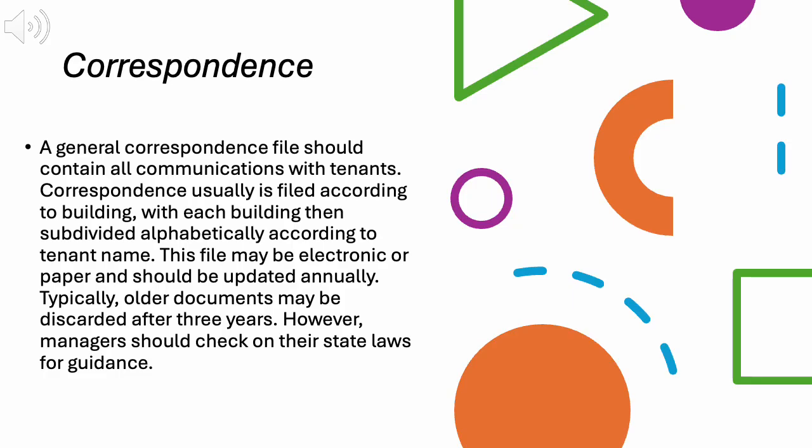Correspondence. A general correspondence file should contain all communications with tenants. Correspondence usually is filed according to building, with each building then subdivided alphabetically according to tenant name. This file may be electronic or paper and should be updated annually. Typically, older documents may be discarded after 3 years. However, managers should check on their state laws for guidance.